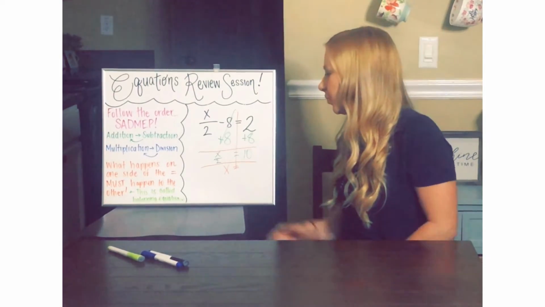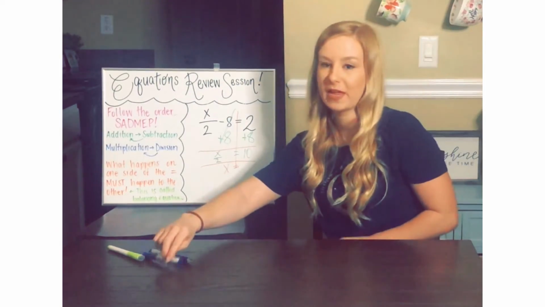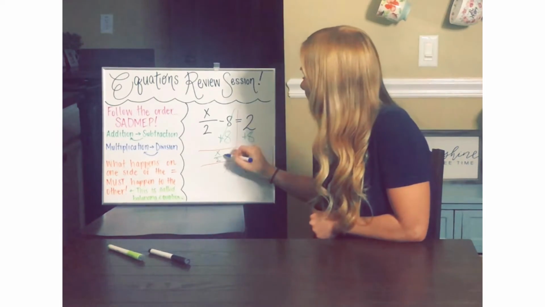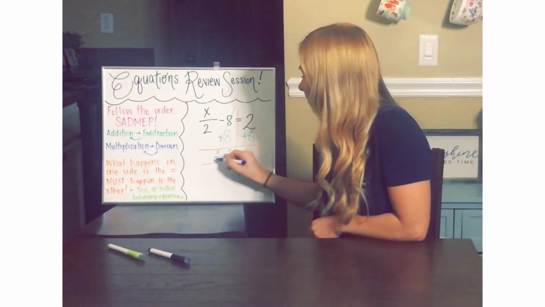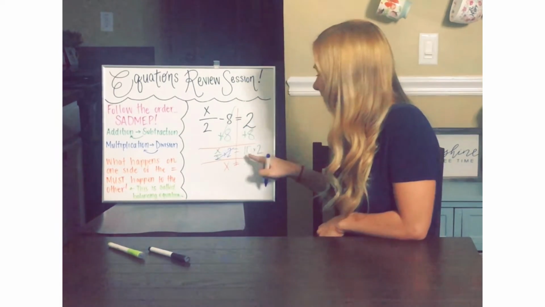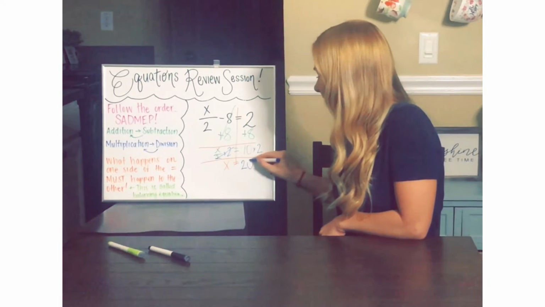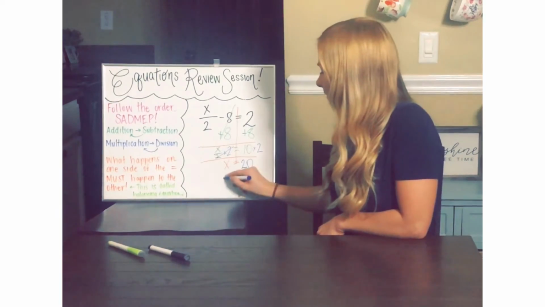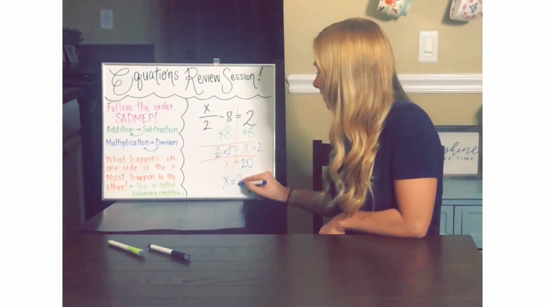Now I can undo my division here with multiplication. So I'm going to multiply both sides by 2. Those will cancel, and then I have 10 times 2. 10 times 2 is 20. So my answer for this one is x equals 20.